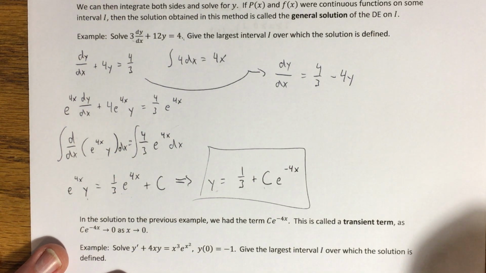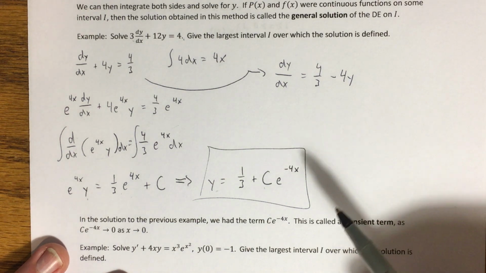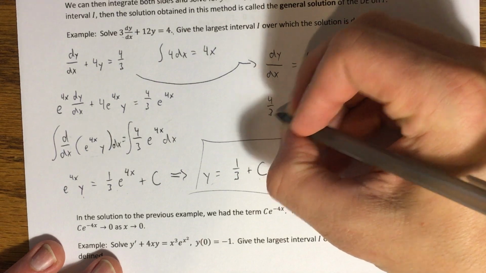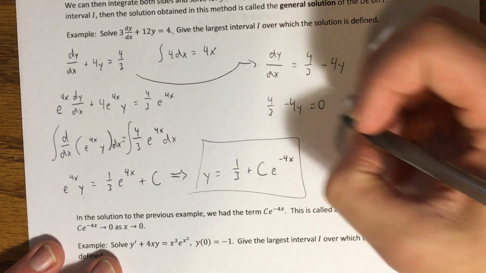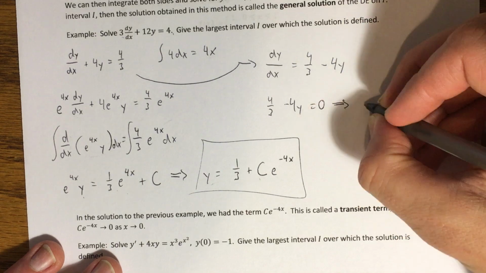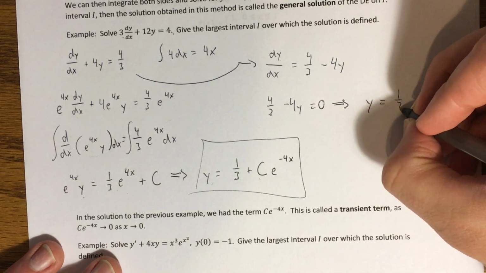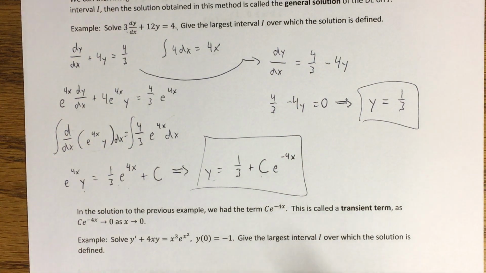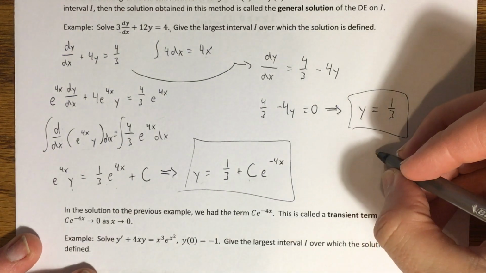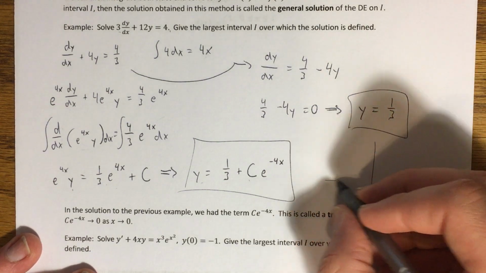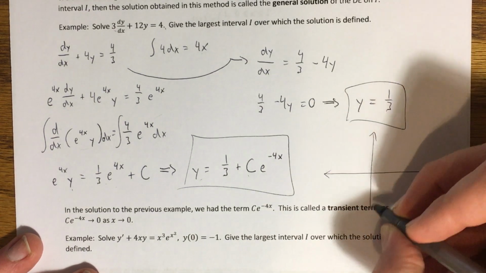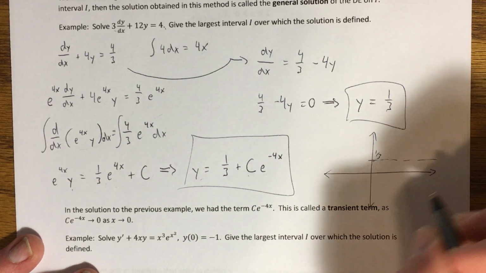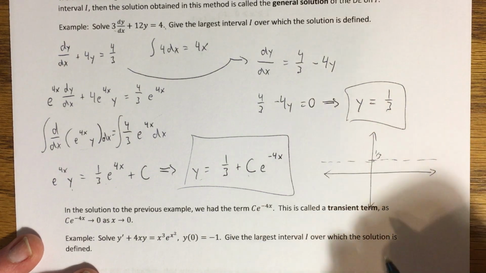And with autonomous differential equations, generally what we want to do is look for critical points. Well, what is a critical point of this? If I set 4/3 minus 4y equal to 0 and then solve for y, I get y equals 1/3. y equals 1/3 is an equilibrium solution, right? So even though it didn't ask me to graph this, that means that at 1/3, I would have this equilibrium solution, which looks like a horizontal line.